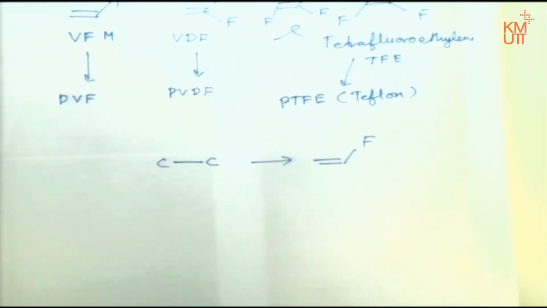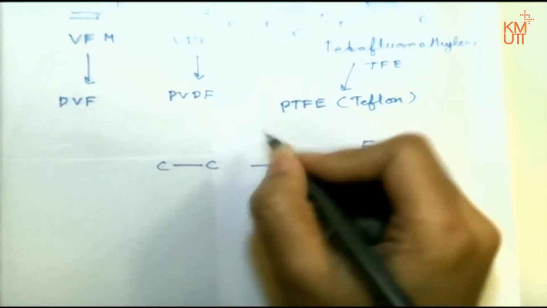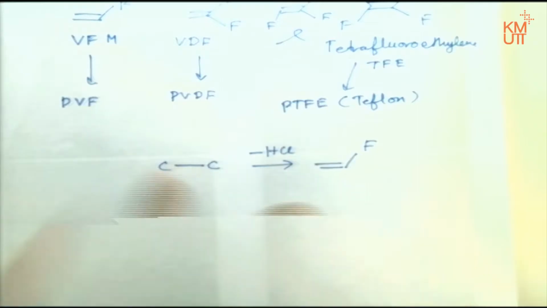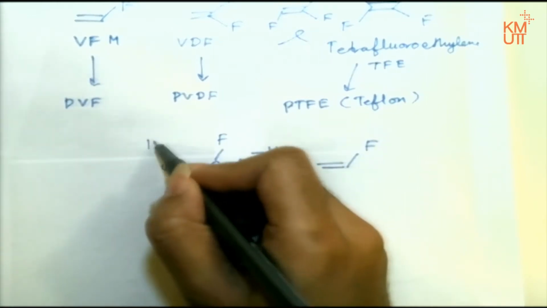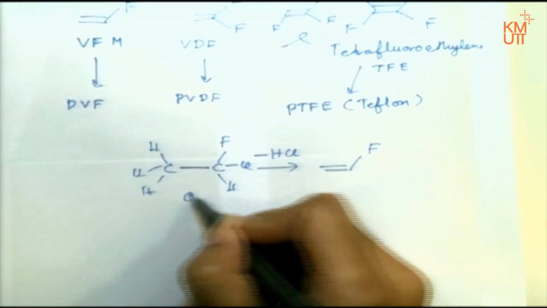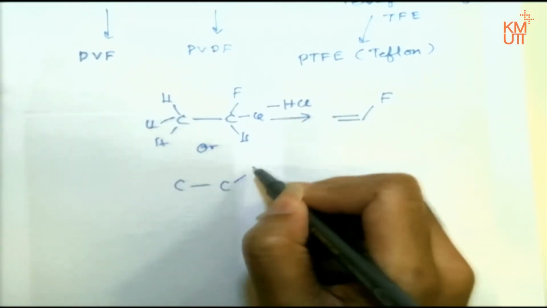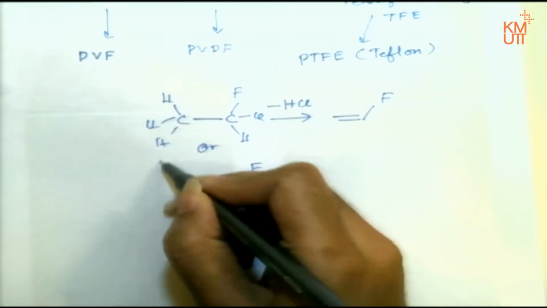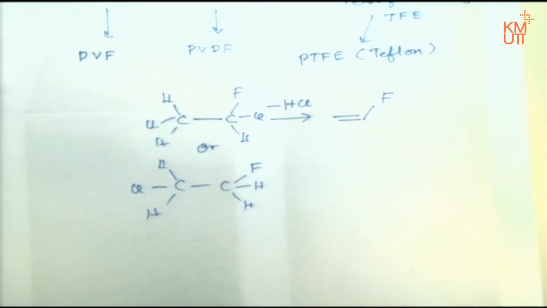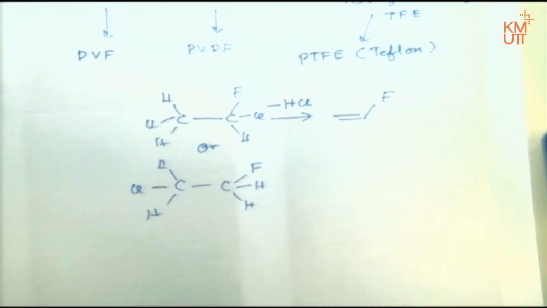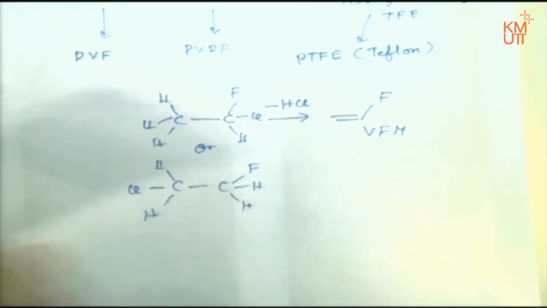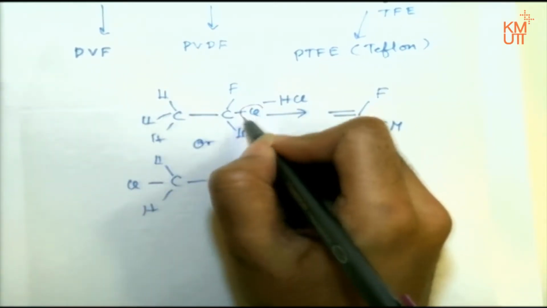To eliminate hydrogen chloride. So the intermediate here must contain one chloride and one fluoride, that's all, and the other could be hydrogen. This one is possible, this is also possible. For me, it's the same. It must give the same product, right? So if you want to produce VFM, you need this kind of intermediate, and the last step is the elimination of hydrogen chloride.